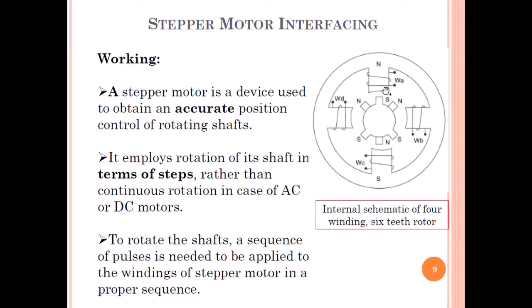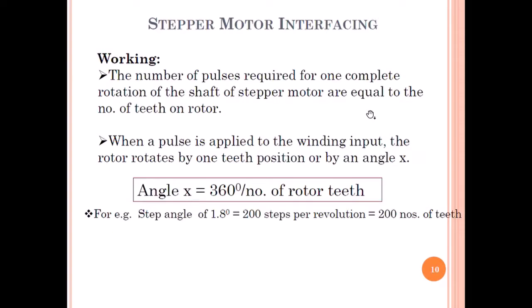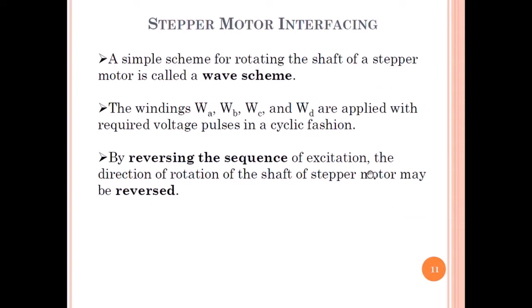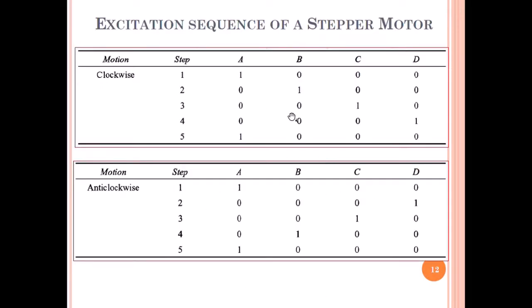See, if we apply a pulse to WA and WC, it is aligned at this angle. If we next apply a pulse such that this is the south pole and this is the north pole, then this tooth will come towards the right. But if I consider this as my south pole and this as my north pole, and give the pulses accordingly to WD and WB, since this is my south pole, this north pole will come this side, so this reference tooth will shift to the left. So if we reverse the sequence of excitation, the direction of rotation of the shaft of the motor may be reversed. So this is the wave scheme.